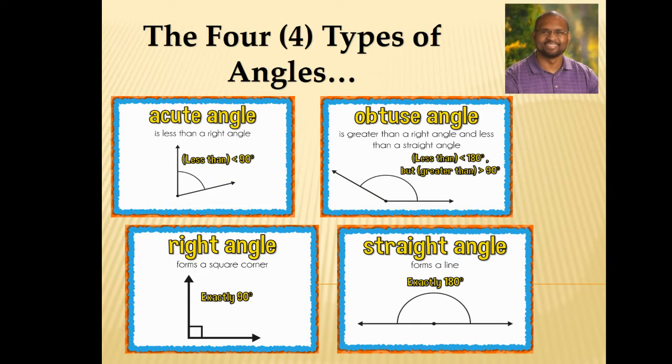Jackson. And today we're going to talk about the four different types of angles that you're going to see in fourth grade. You have the acute angle, right angle, straight angle, and obtuse angle, but not necessarily in that order. So let's go ahead and get started.